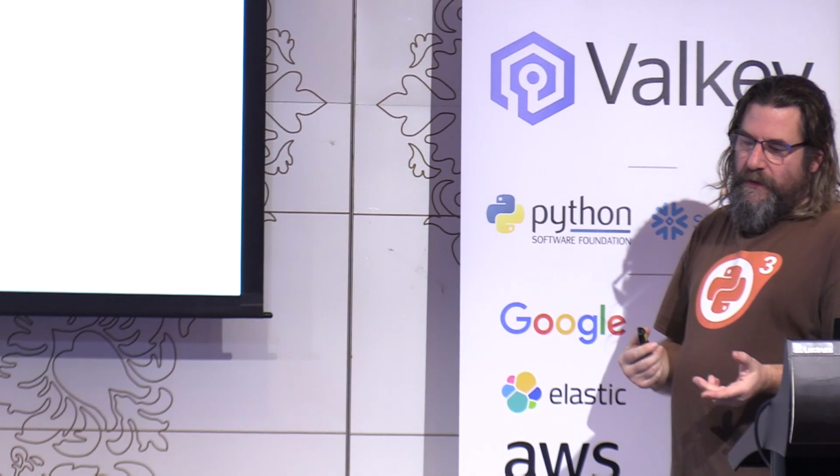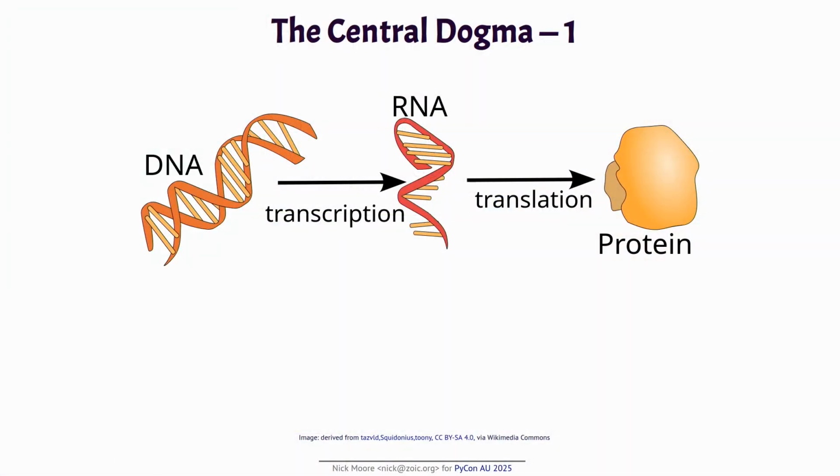So I want to talk about this concept at the centre of biology. It's called the central dogma of biology. The idea is that DNA gets transcribed into RNA, that gets translated into proteins, right? It's very orderly, very neat. DNA turns into RNA, turns into proteins. You know, you have code, you compile it, you link it, you run it.